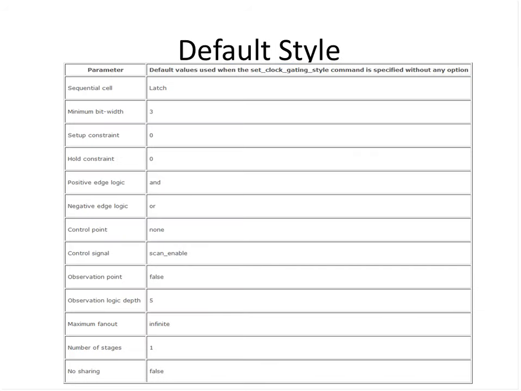Sequential cell type is latch. Minimum bit width for a register bank is 3. What it means is that it is not useful to add clock gating for shallow register banks. If a register bank is only 2 registers, you will add one latch per 2 registers, and the area increase will be very significant. So you want to exclude all registers which are less than some threshold. You can play with the threshold, see how much is the clock gating percentage, how many clock gates are added, what is the area increase, you can do some experiments. But the default value is 3.